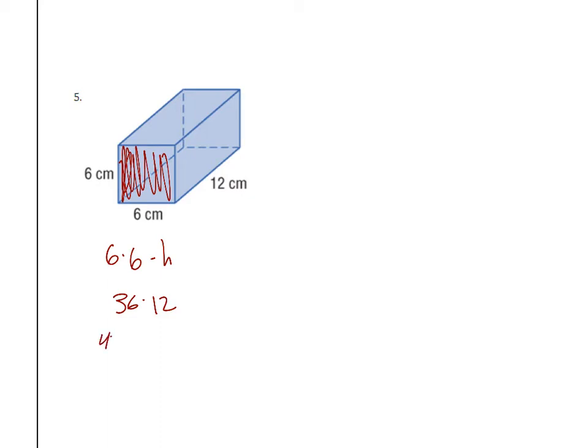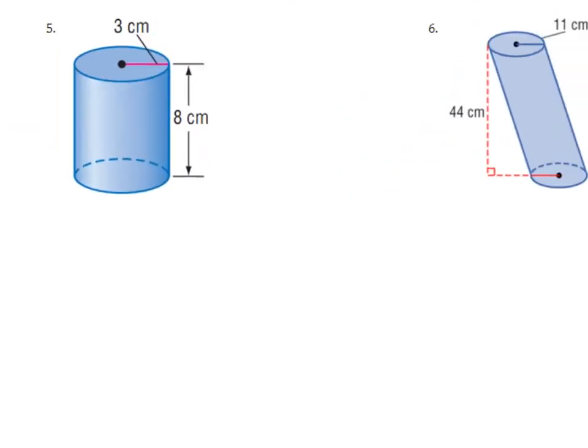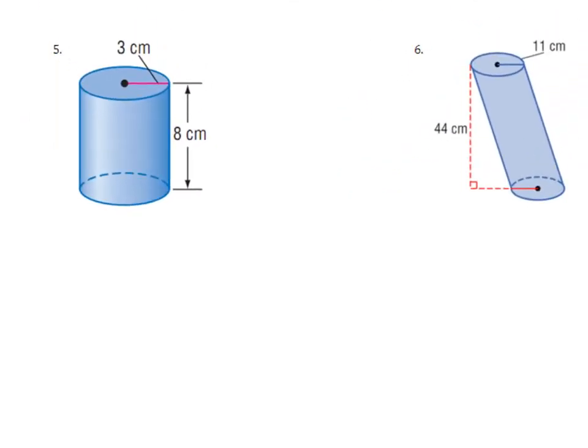And that's going to be 432 centimeters cubed. Okay, this was pretty straightforward. For a cylinder, what changes? The answer is not a whole lot. All I'm trying to do is figure out what my radius is. So I want pi r squared times my height. So pi times 3 squared times 8. Then just do a little calculator mashing.